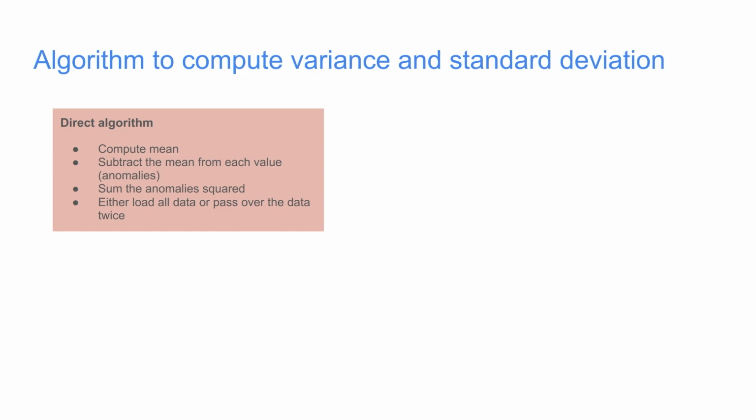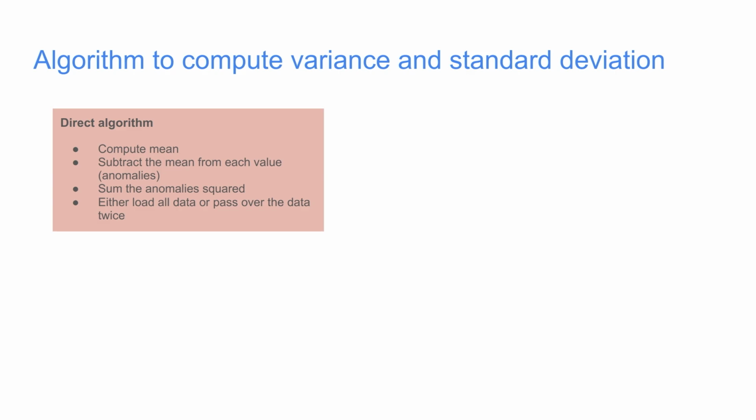And in order to compute the variance, variance and standard deviation are actually very different algorithms. So we reviewed a bit the different ways to compute this and what are the typical precisions that you can expect. The obvious way to compute the variance or standard deviation is to first compute the mean and then subtract the mean from each value, so you compute the anomalies, and sum the anomalies squared.